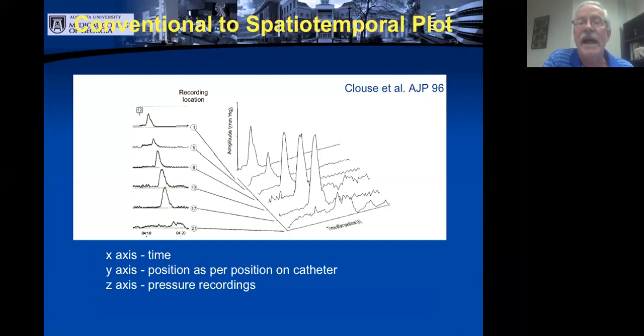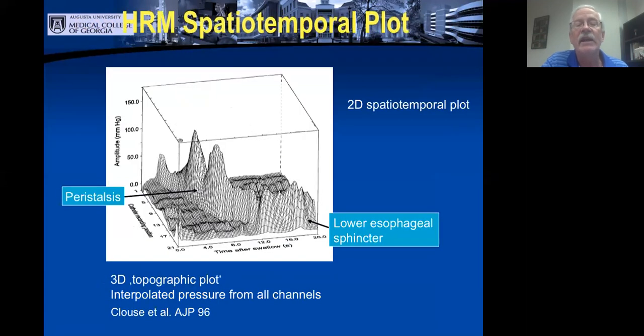Then Klaus began to work with this and devised high-resolution manometry being used to make spatiotemporal plots in which pressure, time, and location were all used so that you could actually interpolate the pressures across all of the different channels. So up here, the upper esophageal sphincter, going down to the lower esophageal sphincter here.